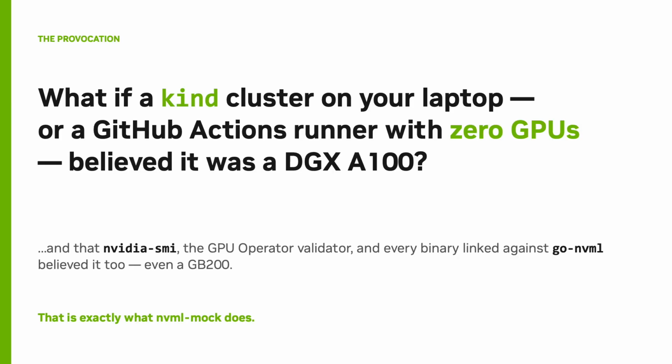But what if you could have a kind cluster that fakes all of that, to the point that you can test your Python applications, or applications that use CUDA libraries, without having a real GPU? What if you could do it in a GitHub Action, for example, that is CPU only?